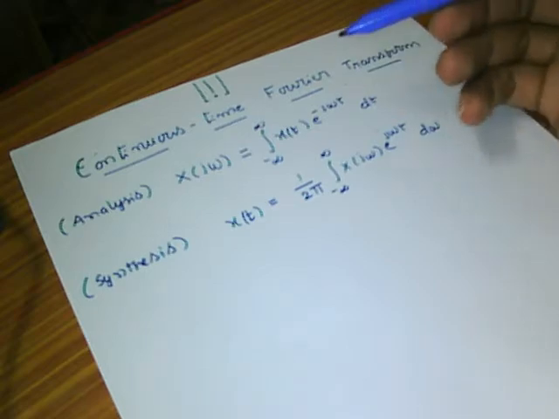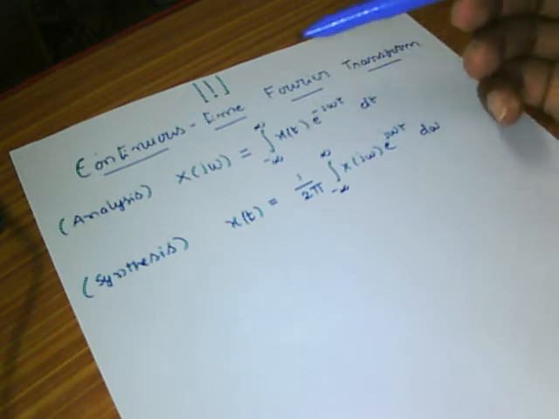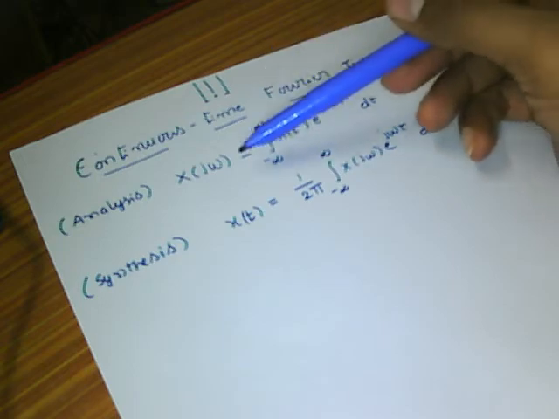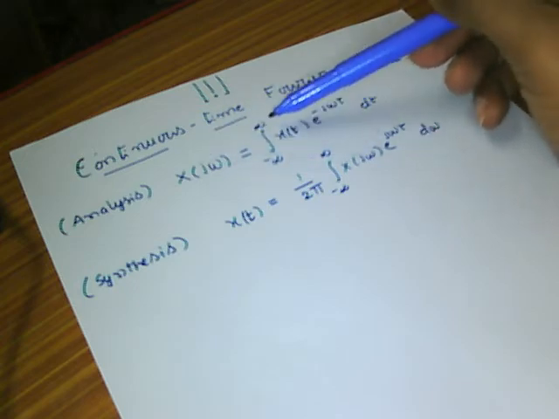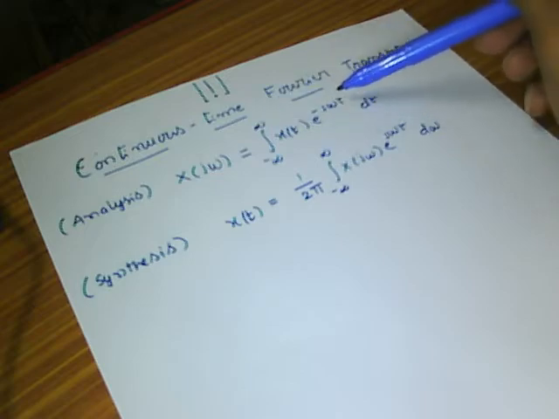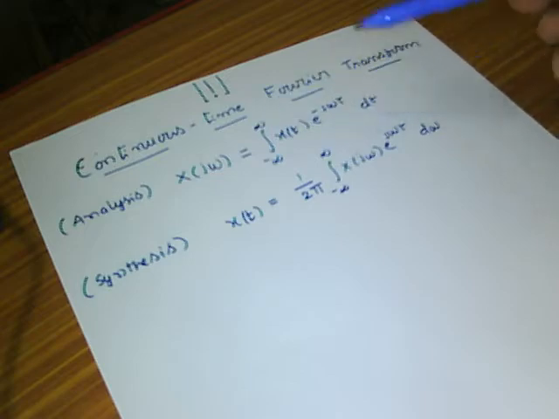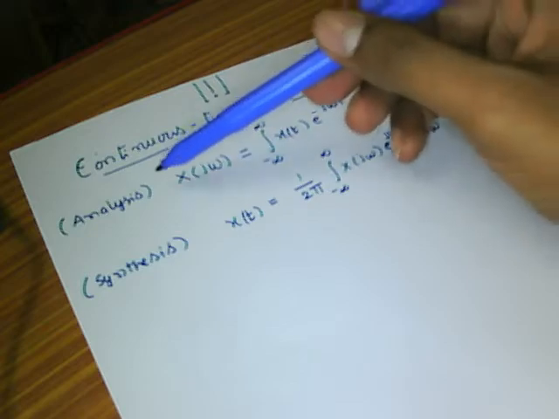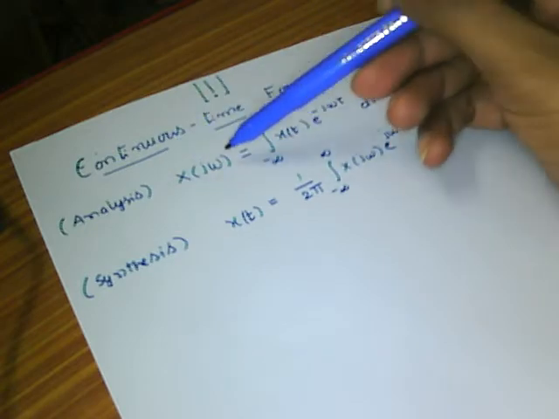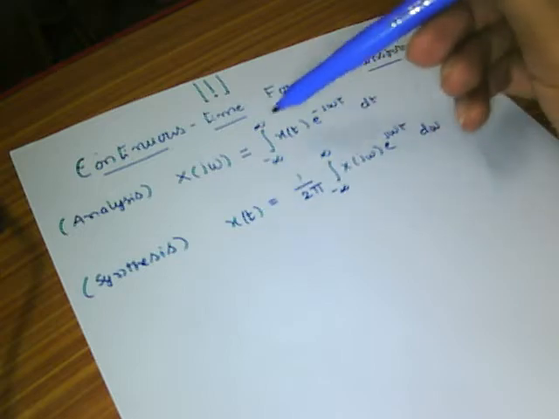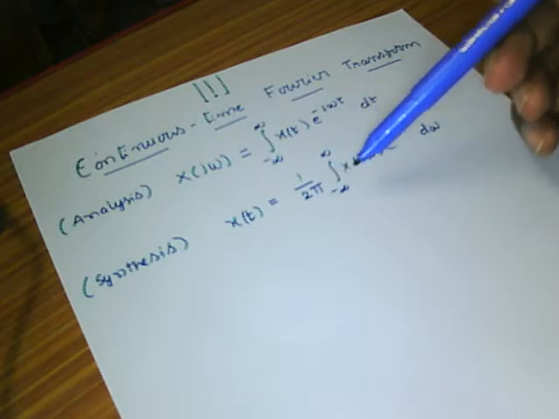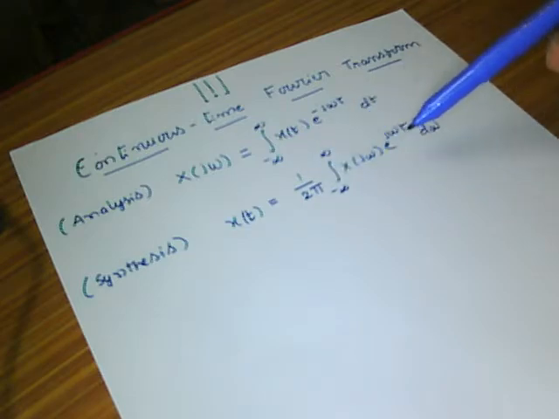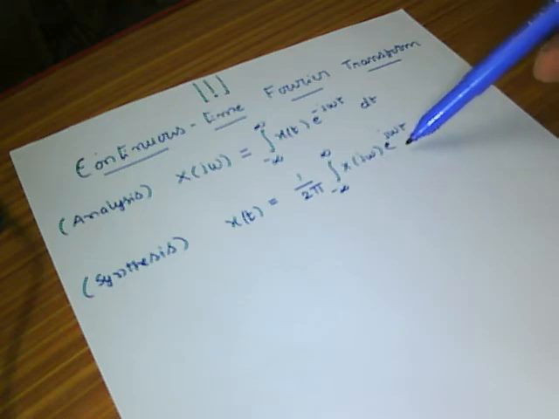For any signal x of t, the continuous time Fourier transform is defined as X of j omega equal to integral minus infinity to infinity x of t into e power minus j omega t dt. We call this equation the analysis equation, and from X of j omega you can get back the original signal x of t using this equation, which is given by 1 by 2 pi into integral minus infinity to infinity X of j omega into e power j omega t d omega.